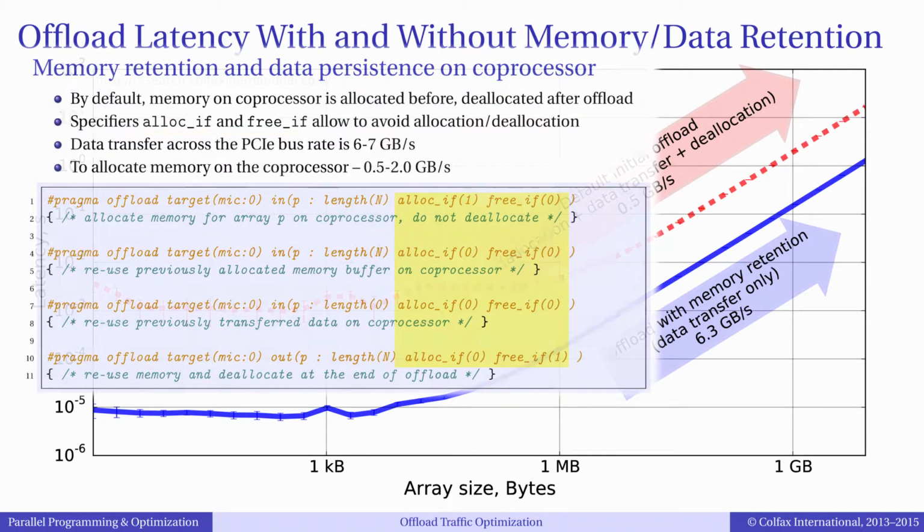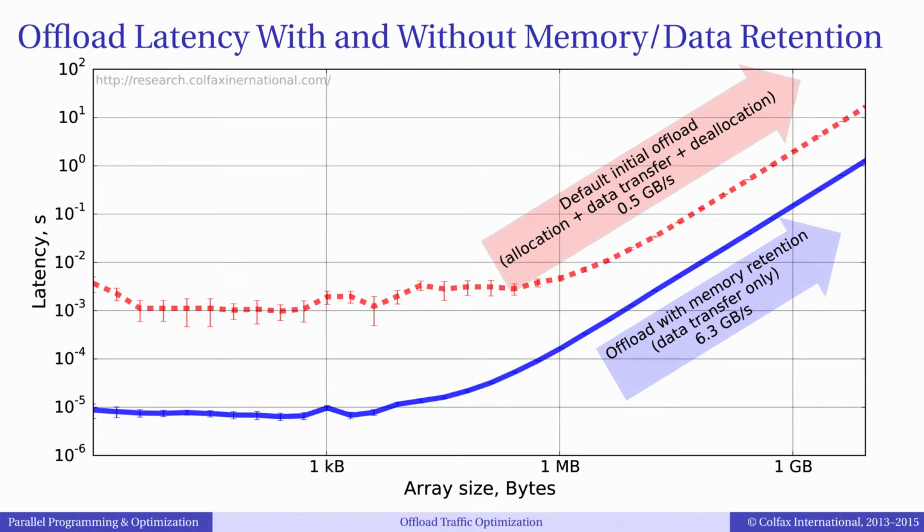This plot shows the effect that those clauses have on performance. The red line shows the data movement time for the default case when the library performs memory allocation and deallocation in every offload. In this test, we do not do any computations, only offload data. For even the smallest offload data sizes, you have to spend up to 1 millisecond on offload overhead, and for large data sizes, you achieve a bandwidth of the order of half a gigabyte per second.